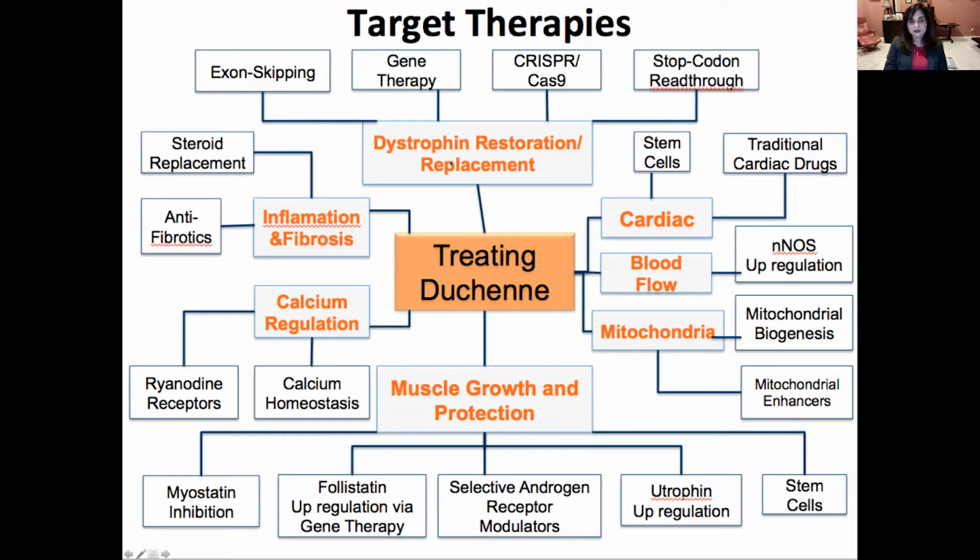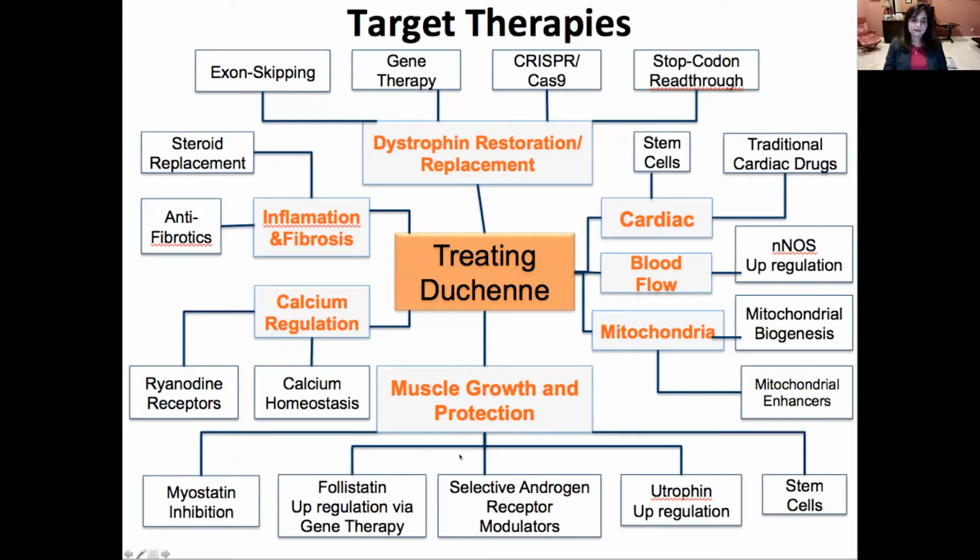The other two targets are, one, to restore dystrophin or replace the defect. By doing certain different techniques, we can do that. One is exon skipping, and I'm going to talk a little bit about that. Then gene therapy, that's the main topic. CRISPR, I will touch base with that too. And stop codon readthrough is used for certain types of mutation, like nonsense mutations, which cover 20% of the patients.